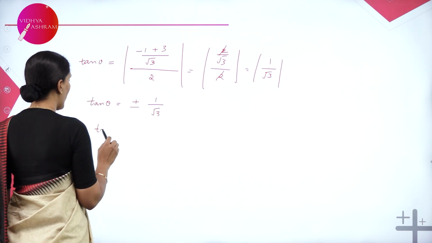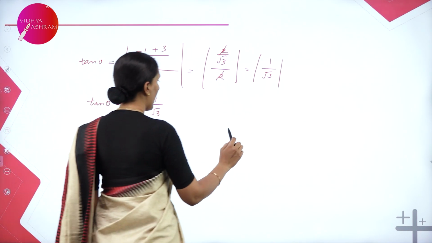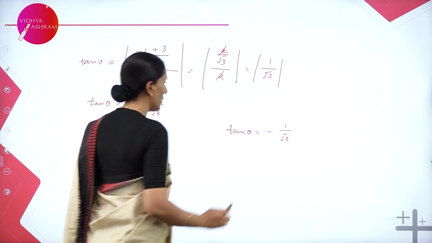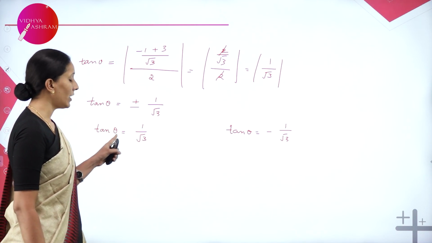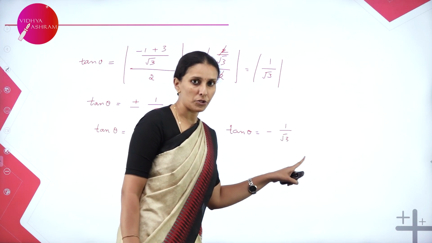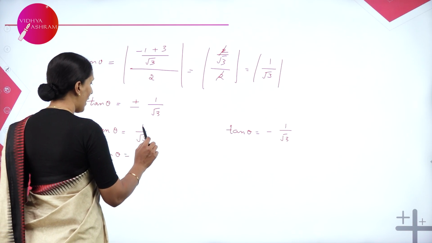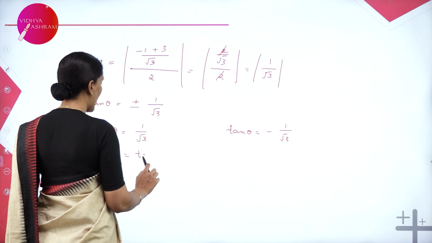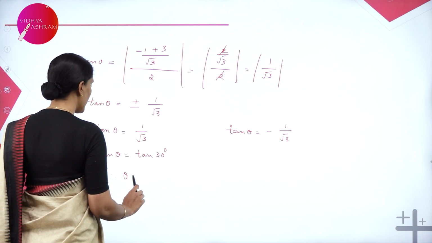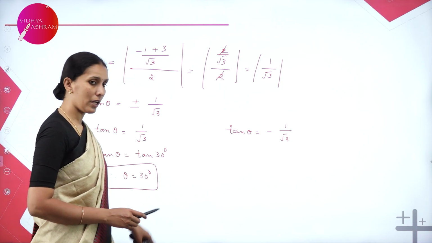We will take two angles here. Tan theta is equal to plus 1 by root 3 and tan theta is equal to minus 1 by root 3. So whenever tan theta is positive, theta will be acute, and whenever tan theta is negative, theta will be obtuse. So hence, here this can be written as tan theta. The value of 1 by root 3 under tan is tan 30 degree, or we can say pi by 6. So therefore, theta is equal to 30 degree. Since tan theta is positive, angle must be acute.